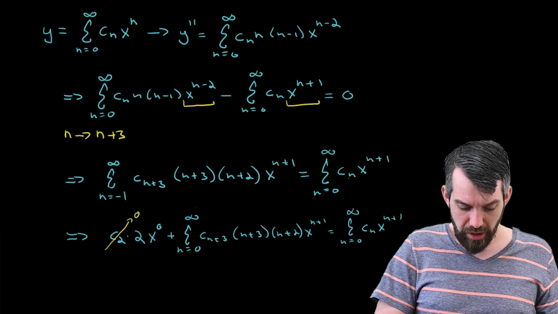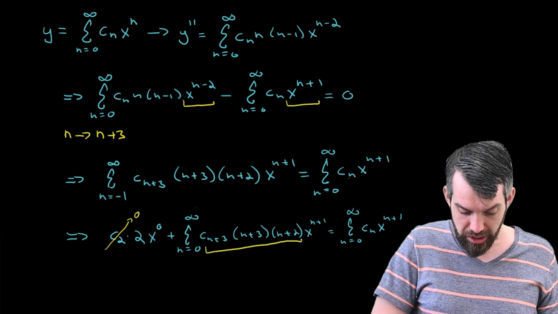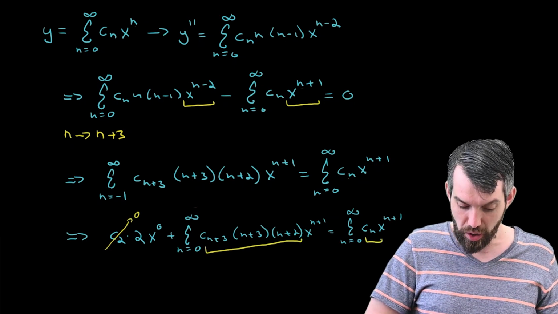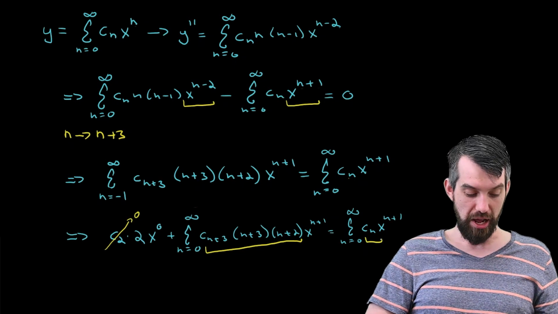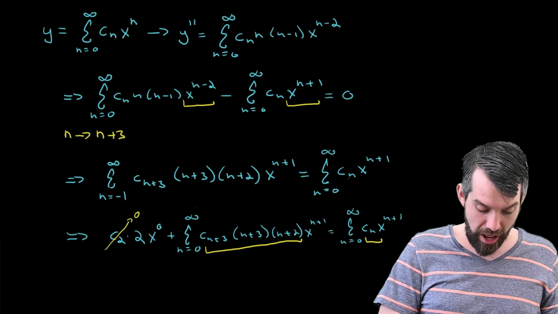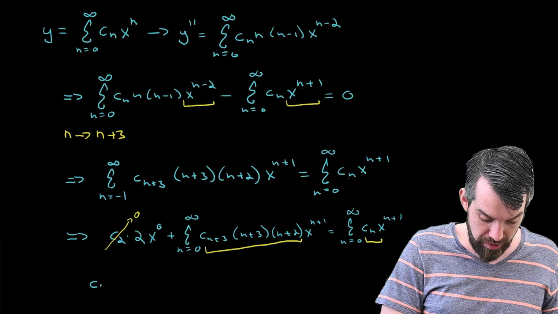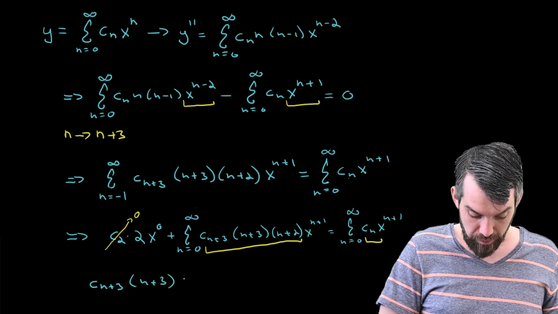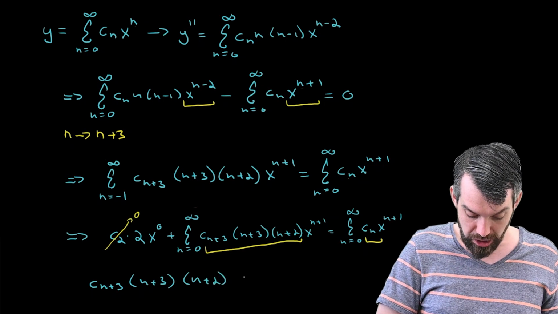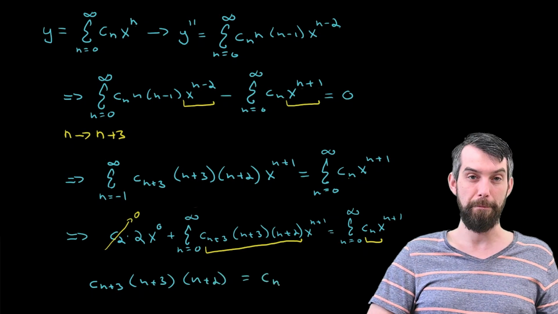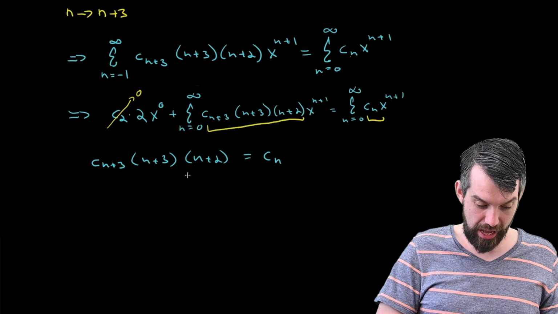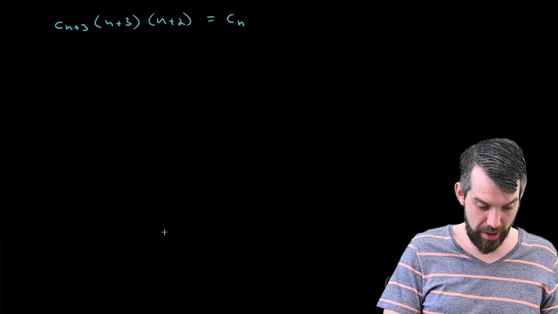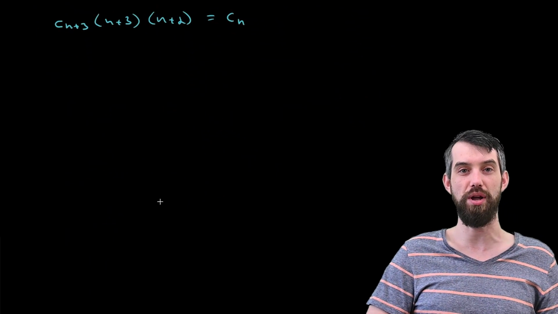So then what I'm going to look at is the coefficient of x to the n plus 1 over there and the coefficient of x to the n plus 1 over there. Those two things are the same. And thus we get the recurrence relation that Cn plus 3 times n plus 3 times n plus 2 is just equal to Cn. Okay, so let me give myself some space and pull that up to the top because this is the recurrence relation that we want to study.